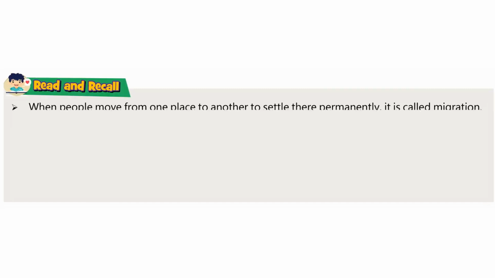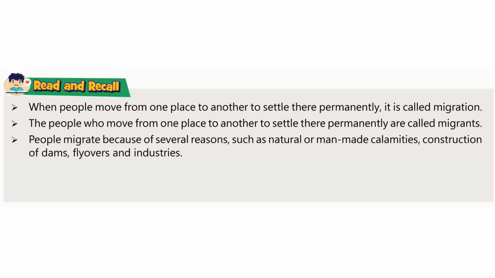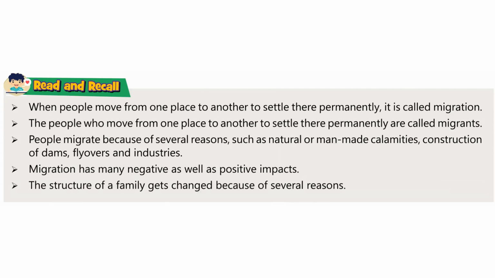Read and recall. When people move from one place to another to settle there permanently, it is called migration. The people who move from one place to another to settle there permanently are called migrants. People migrate because of several reasons, such as natural or man-made calamities, construction of dams, flyovers, and industries. Migration has many negative as well as positive impacts. The structure of a family gets changed because of several reasons.